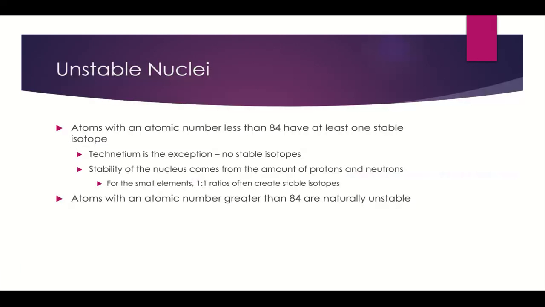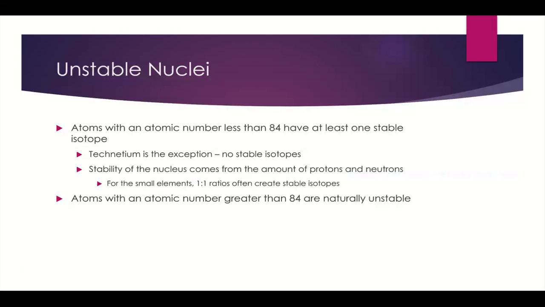So, first off, we need to talk about the stability of a nucleus. Okay, so unstable nuclei. Atoms with an atomic number less than 84 have at least one stable isotope except for technetium. This means they have at least one isotope, some of them have multiple, that no matter what is going to stay the same. Okay, if you just leave it alone, it will stay that element no matter what. It's just going to be stable, right? For example, carbon 12 is a stable isotope of carbon. Okay, carbon 12 has 6 protons, 6 neutrons, and it's going to stay that way.